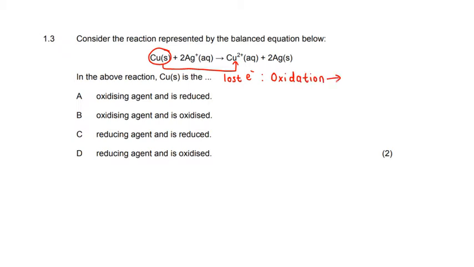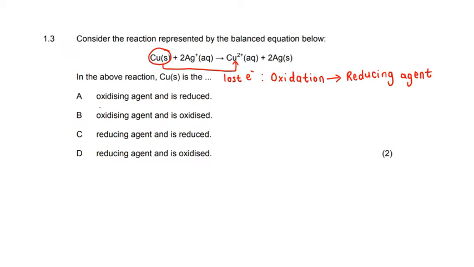And which species undergoes oxidation? It's always the reducing agent. So this section of electrochemistry is unfortunately very theory intensive, so you do need to know your theory. All right, so now let's check the options.